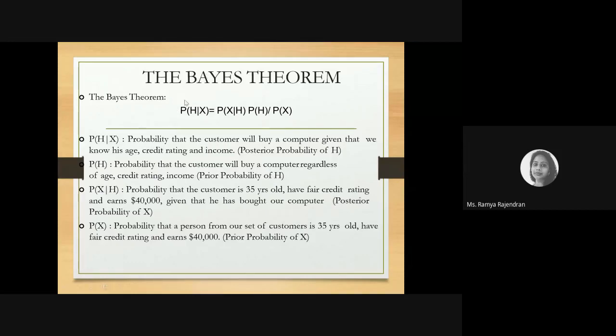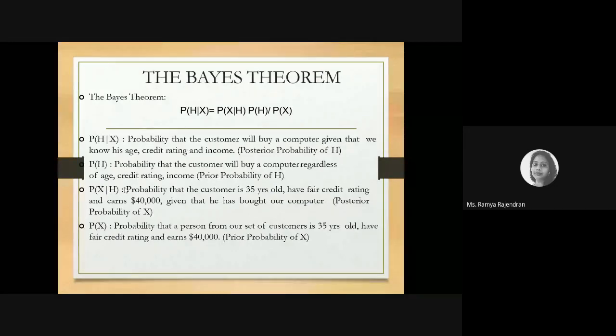Then we have the probability of X given H. Here the customer is 35 years old, has a fair credit rating and earns 40,000, given that he has bought a computer. So he has bought the computer, but we are still trying to figure out whether he is 35 years old, has a fair credit rating, and is earning 40,000. It's just the reverse of the posterior probability. The posterior probability is H given X, and this is the probability of X given H. The condition is reversed. So now we are able to understand how the formula really works.